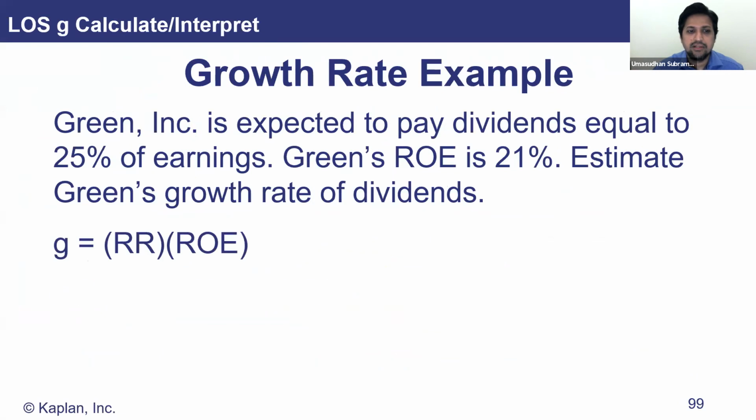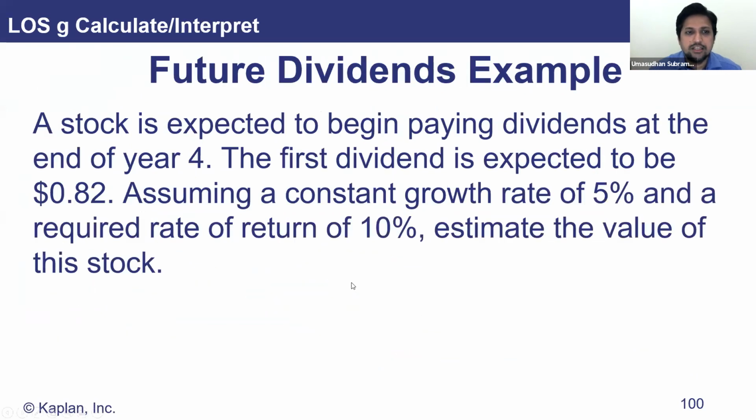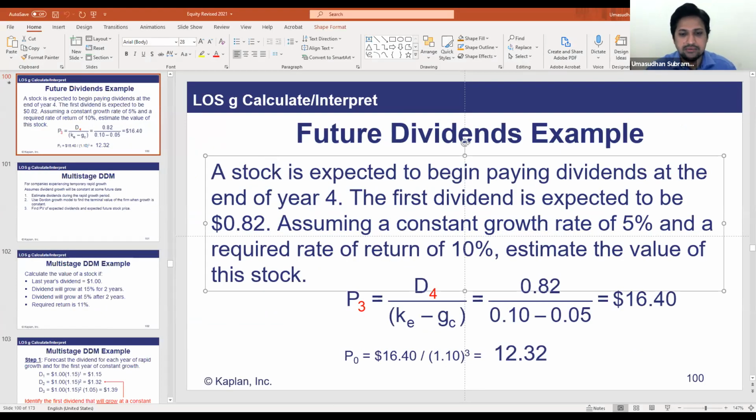Right, so look at this question. A stock is expected to begin paying dividends at the end of year 4. The first dividend is expected to be 0.82, assuming a constant dividend growth of 5% and a required rate of return of 10%. Estimate the value of this stock. So that's exactly what we are going to do here. Let me take this into an Excel spreadsheet to help you understand.